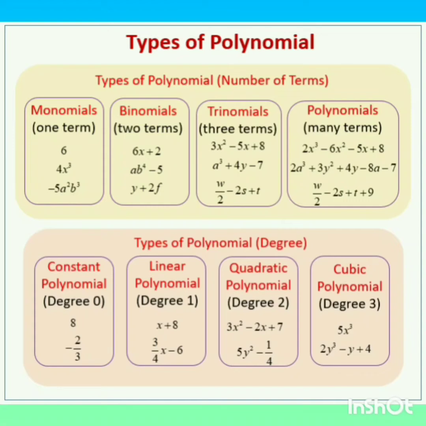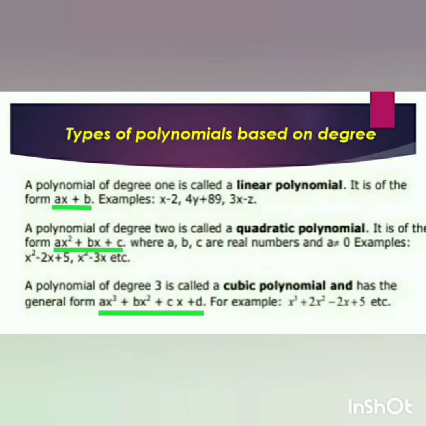Now under this we will do the classification of polynomials based on terms and based on degree. Based on terms, you have already done in class 9: monomial, binomial, trinomial. If we have more terms, we simply call it a polynomial. But based on degree, we have constant polynomial, linear polynomial, quadratic, and cubic polynomial. In this chapter we will deal with polynomials based on degree.